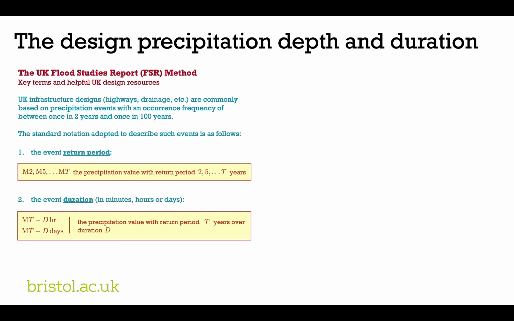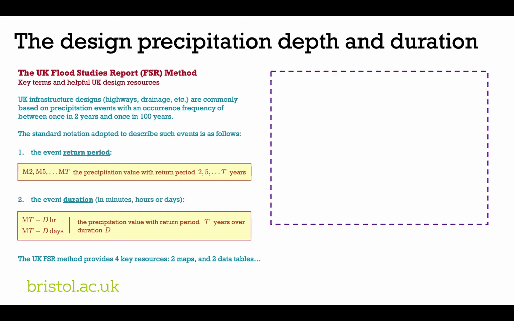Now what we need to do is to identify such values for your catchment. And the UK Flood Studies report method provides 4 key resources to help us to do this. And there are 2 maps and 2 data tables. These are all provided in Appendix F of your handbook, and they're also going to be in the next few slides. And what you need to do from these 4 resources is as follows. So first of all, there is a map that shows you the M5 2-day precipitation total. So that's the precipitation total with a return period of 5 years that falls over 2 days. And you need to find out what that is for your dam catchment.